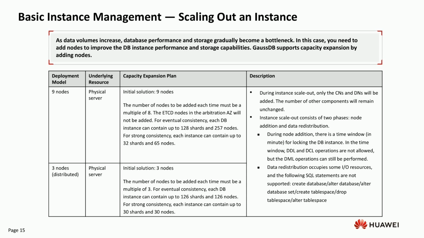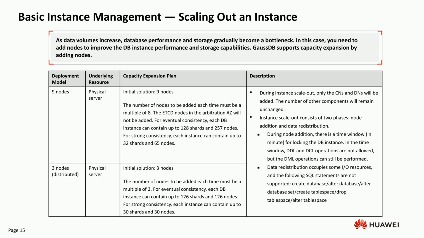The table below shows common database scale-out solutions. For example, if 9 nodes have been deployed initially, the number of nodes to be added each time must be a multiple of 8. The etcd nodes in the arbitration AZ will not be added. For eventual consistency, each DB instance can contain up to 128 shards and 257 nodes. For strong consistency, each instance can contain up to 32 shards and 65 nodes. For details, see Administrator Guide.